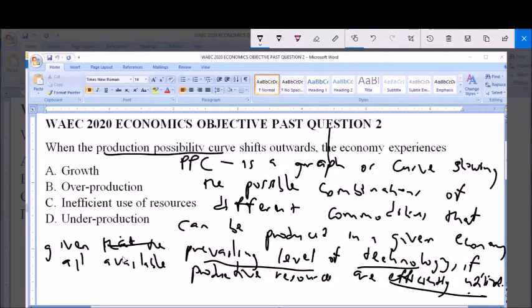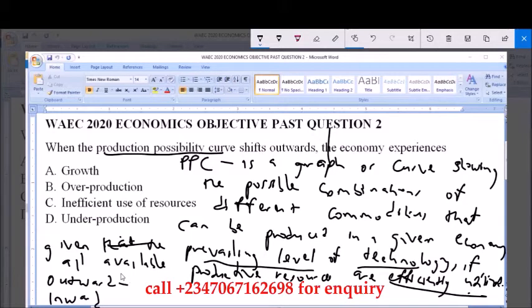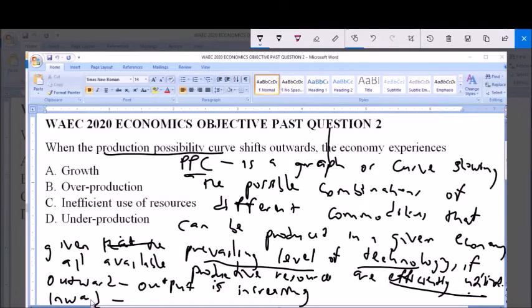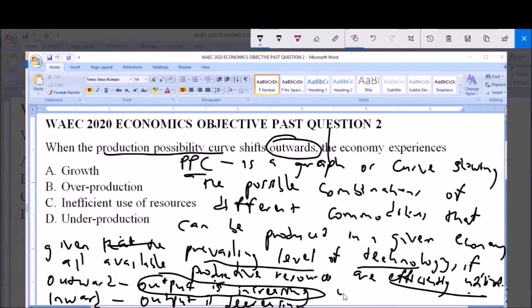Now, in a production possibility curve, there are two ways it could shift. It could shift outward. It could also shift inward. Now, when the PPC shifts outward, it means that output is increasing. And when it shifts inward, it means that output is decreasing. So from the question, we're asked what happens when it shifts outwards. And we have established the fact that the output is increasing. And when output is increasing, there is likely to be overproduction of resources. So overproduction, option B, is the correct answer to this question.